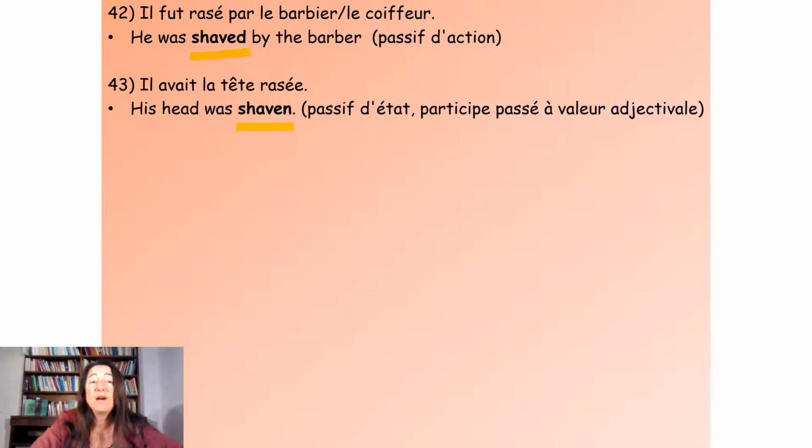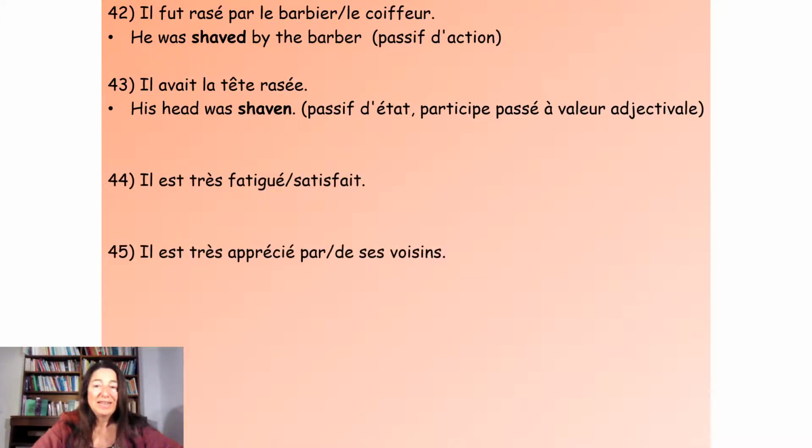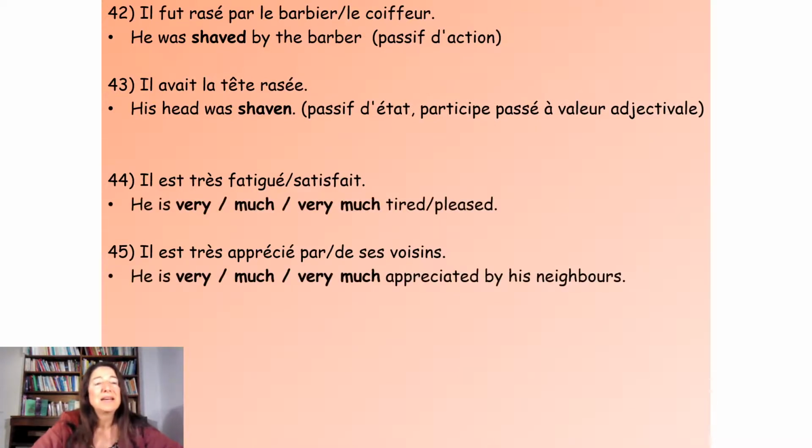So some verbs do have a different form for the past participle depending on whether it has the value of a verb and expresses an action, or it has the value of an adjective and expresses a state, the result of an action. The next point, il est très fatigué, il est très satisfait, il est très apprécié par ses voisins ou de ses voisins. How are we going to translate those intensifiers? Are we going to say he's very tired, he's much tired, he's very much tired? Are we going to say he's very appreciated by his neighbors? He's much appreciated. He's very much appreciated.